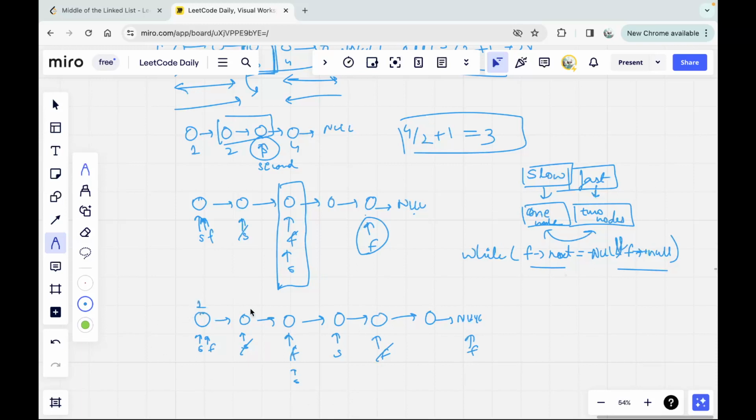Fast will be here. Now, can you see? Let me find the middle node for this case. 1, 2, 3, 4, 5, 6. So I said do 6 by 2 plus 1. Right, so it's 4. So the fourth node is supposed to be my middle node.